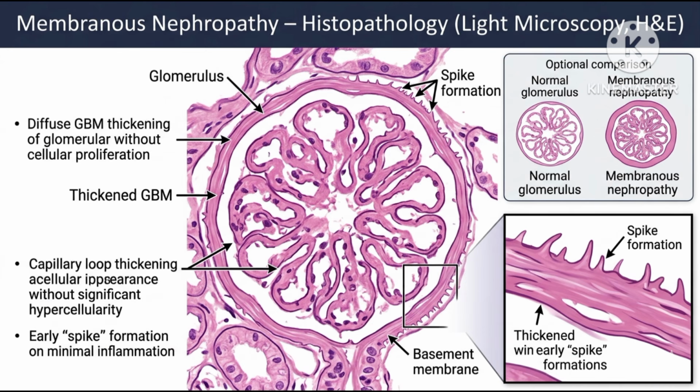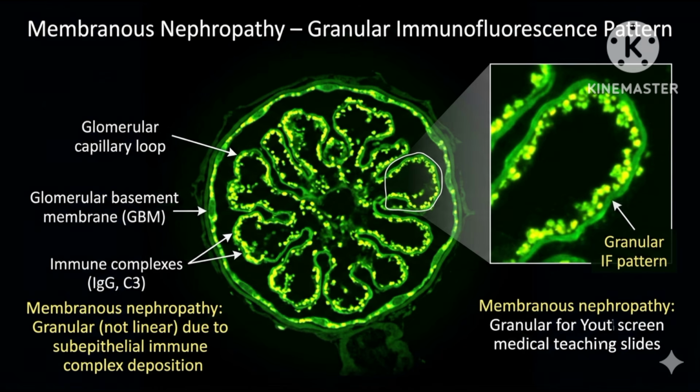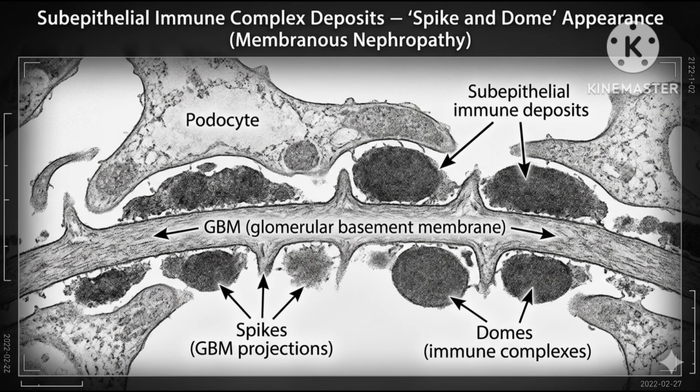Light microscopy will show thickened glomerular basement membrane. Immunofluorescence will show granular immune complex deposition. Electron microscopy will show subepithelial deposits of immune complex presenting as a spike and dome appearance.